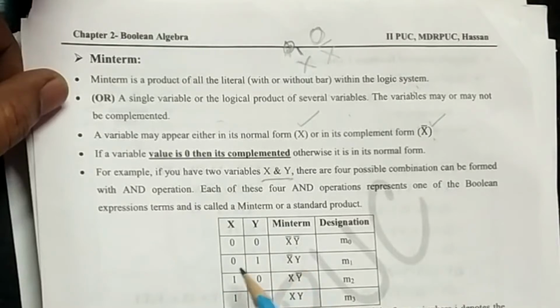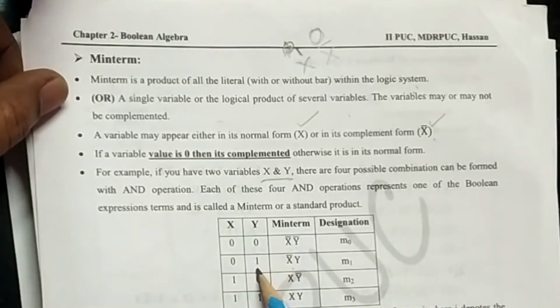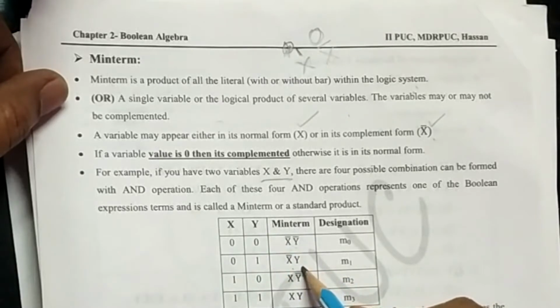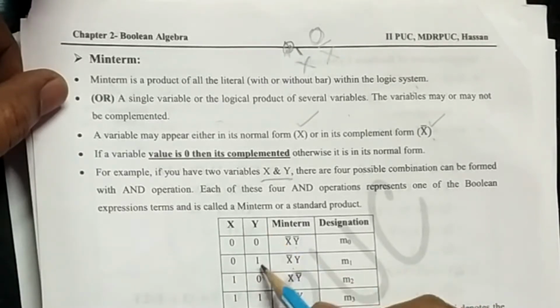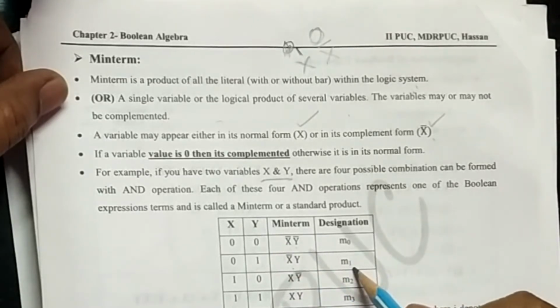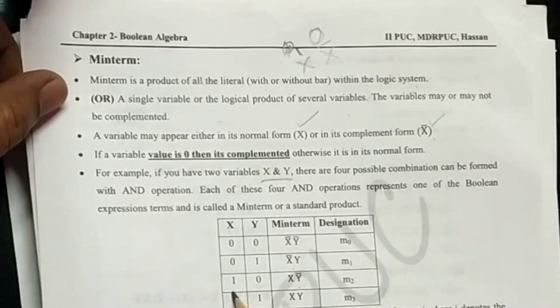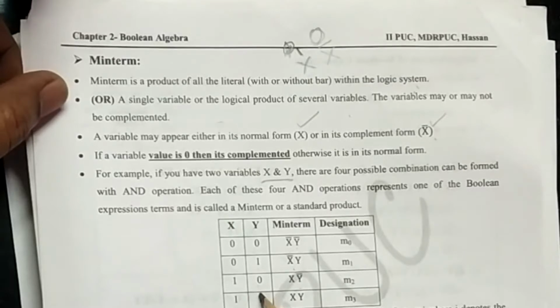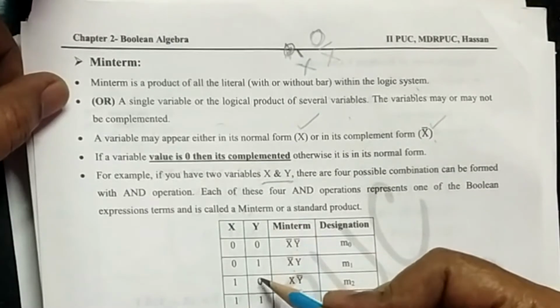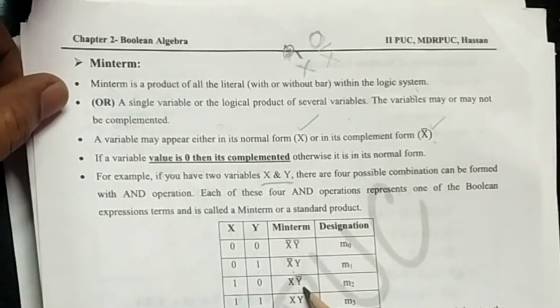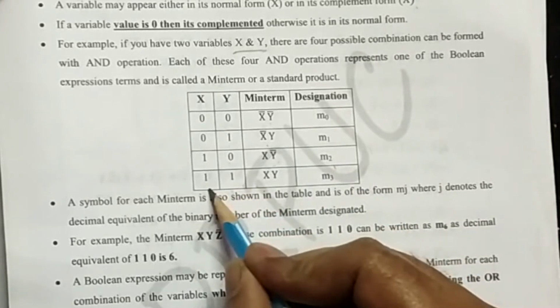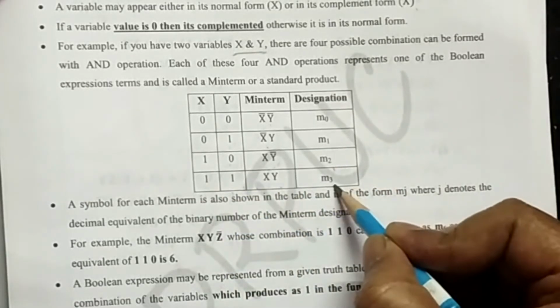Again 0, 1. Now 0 is x bar and 1 is in normal form, so y. So x bar y, that is m1, min term 1. Again 1, 0: x and y bar. 1 means x with no bar, 0 means with bar. So here 0 is in y, so y bar: x y bar, m2. Again 1, 1. Both are in normal form, so x y. That is m3.